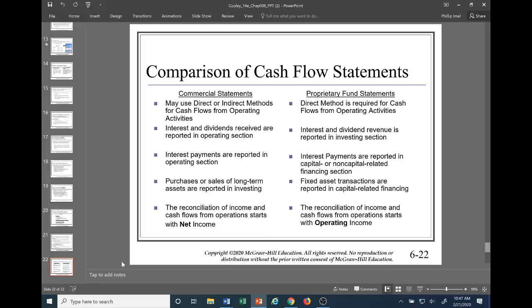We know that GASB has 4 categories under their cash flows as opposed to FASB's 3. They're both operating, investing, and financing. There's just one more financing category for GASB. They differentiate between non-capital and capital. When we do the reconciliation of income on the statement, we have to start with operating income for GASB. For FASB, we have to start with net income.